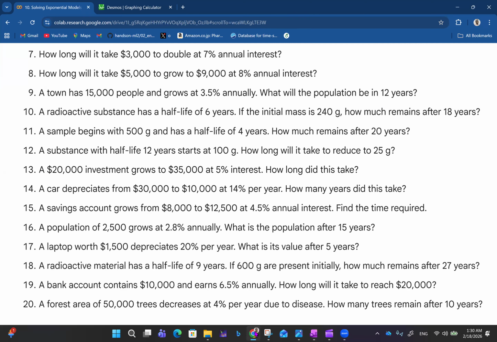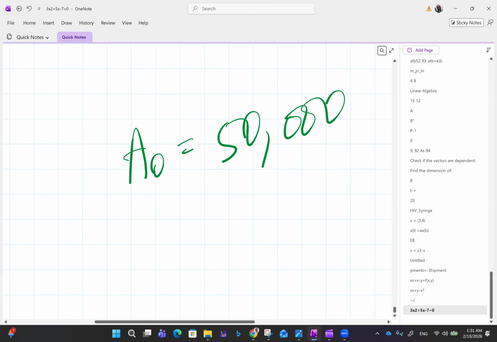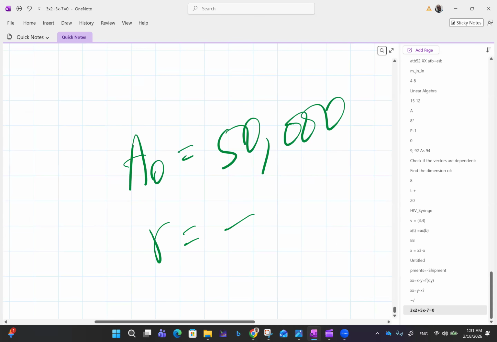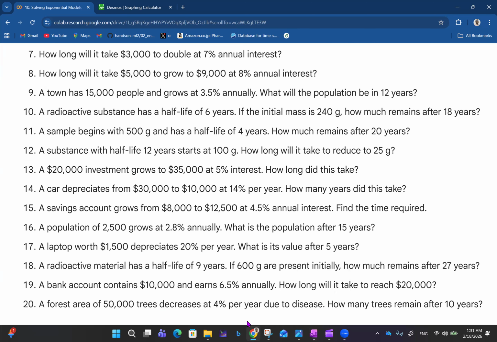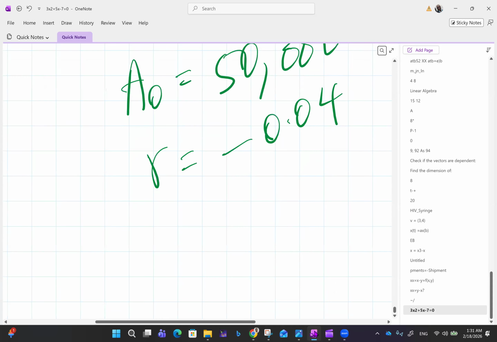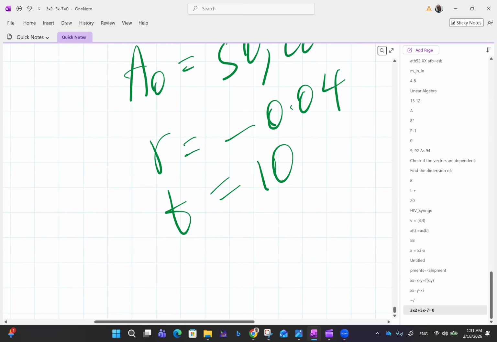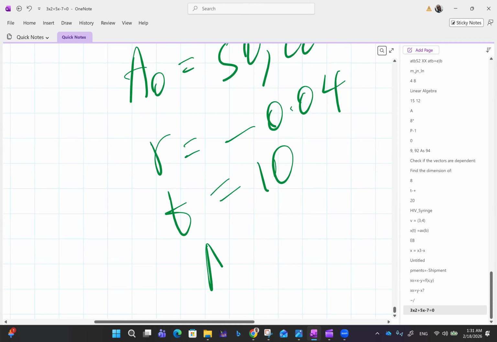Then, decreases at 4% per year due to disease. Decreases, that's very instructive. It's decreasing. So we have rate is minus 4 over 100, that's 0.04. It's a decrease, so pay attention to that. How many trees remain after 10 years? Okay. So we have T to be 10. And then we need A after that time.